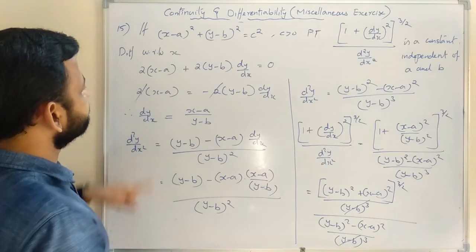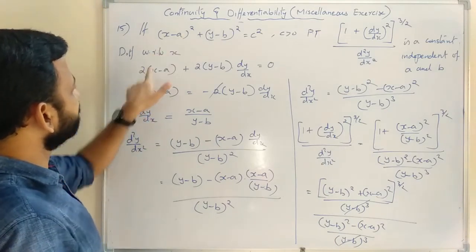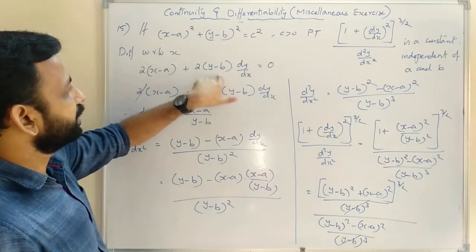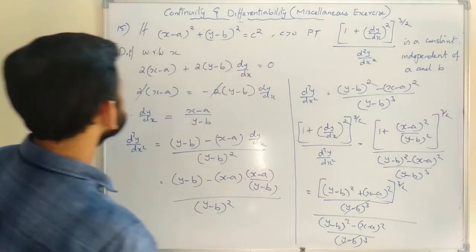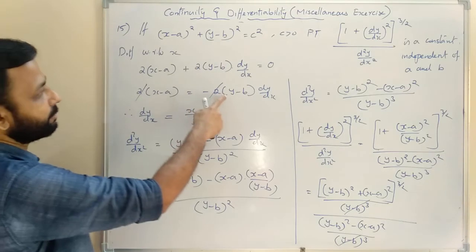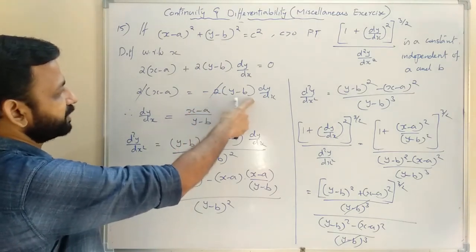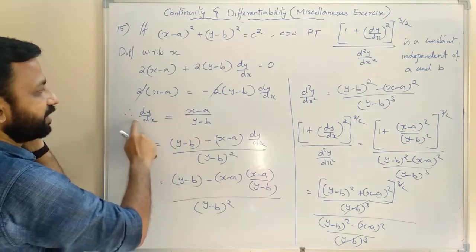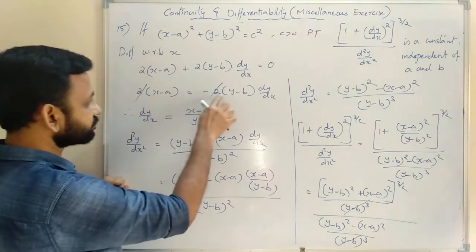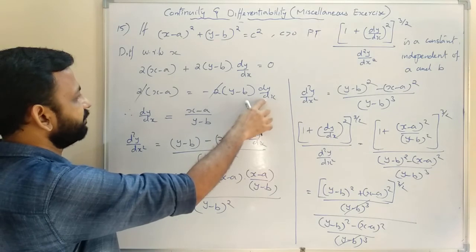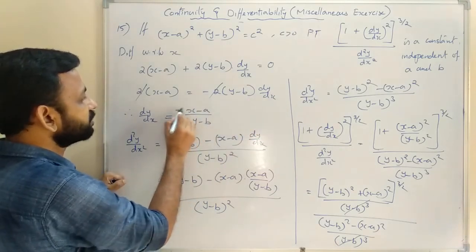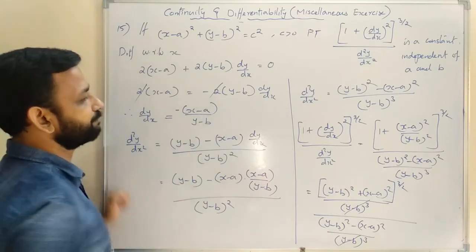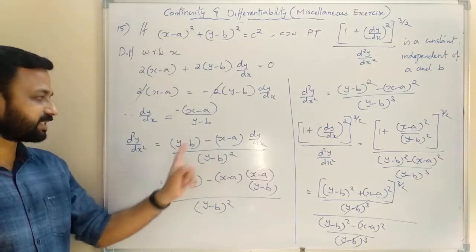dy by dx we got, once again, 2 into (x minus a) plus 2 into (y minus b) into dy by dx is equal to 0. That is 2 into (x minus a) is equal to minus 2 into (y minus b). So dy by dx is equal to, here we made one mistake. dy by dx is equal to minus of (x minus a), minus sign is there, minus of (x minus a) upon (y minus b). So we will make that correction here.